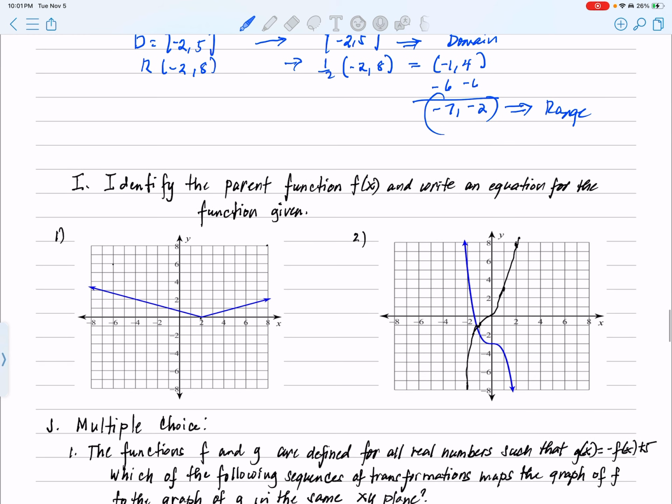Oops, I made some drawing here. Can I erase that? Okay. Let's have this number.